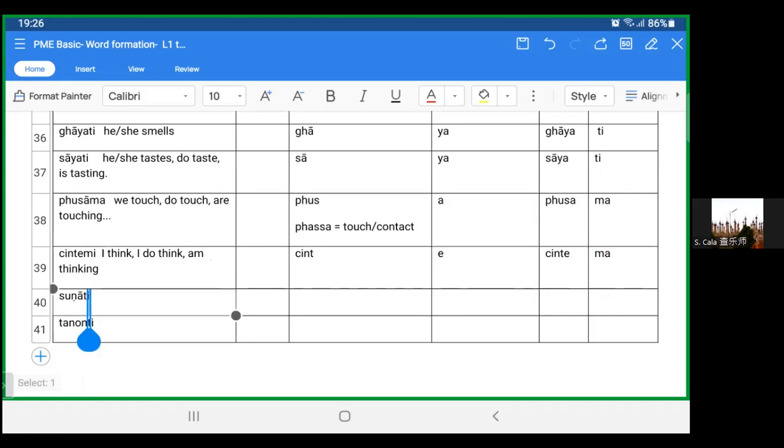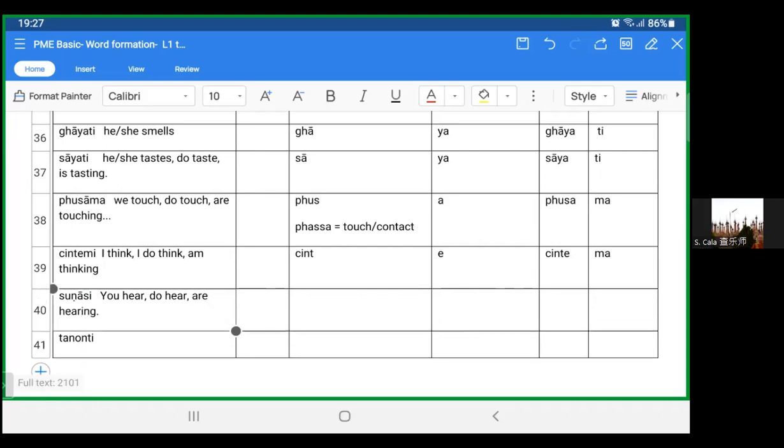This one we learned last week already. All right, what is sunati? Maybe we don't change it; we change it to ta. Okay, sunata. Sunasi. What's the meaning of sunasi? First you must look at the ending. Si is you. What do you do? You hear. You do hear. You are hearing.